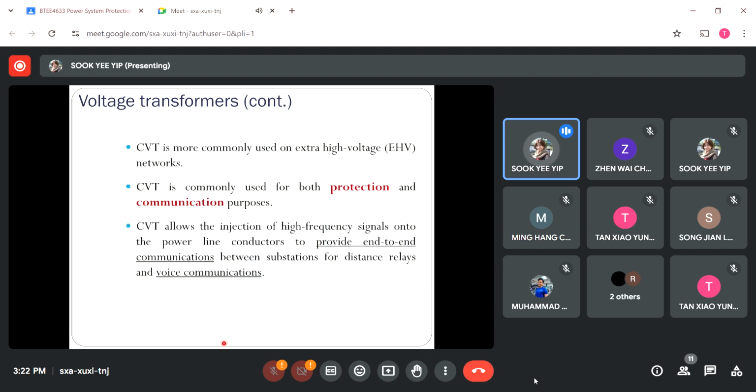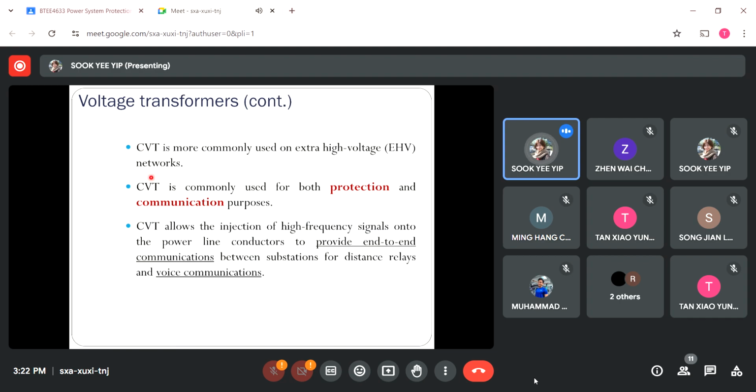So let's move on here. How about the capacitor type voltage transformer? If you take into account the cost aspect, the implementation cost, the capacitor type voltage transformer will generally be used for extra high voltage systems because it's more economically viable. So we can use this CVT for both protection purposes as well as communication purposes, seeing as the insulating transformer is very expensive.